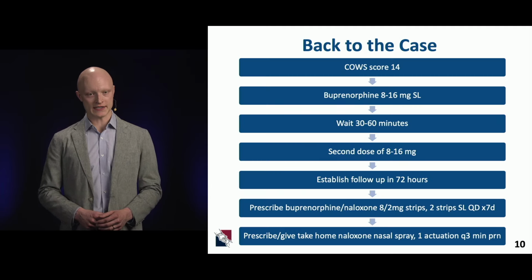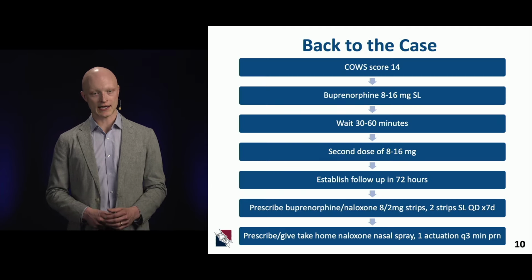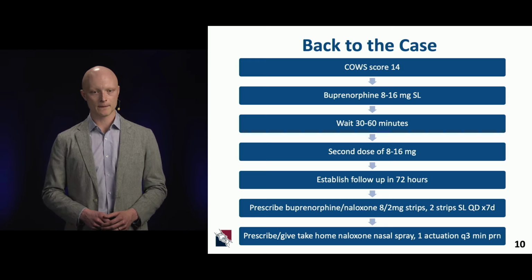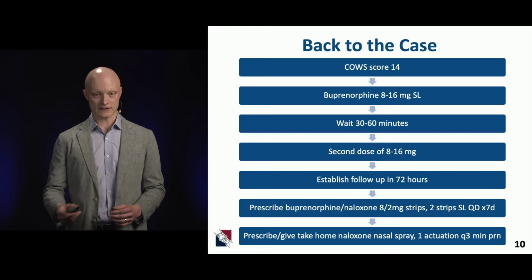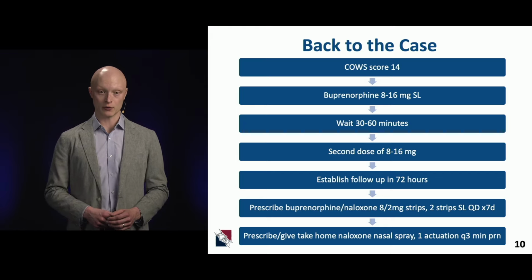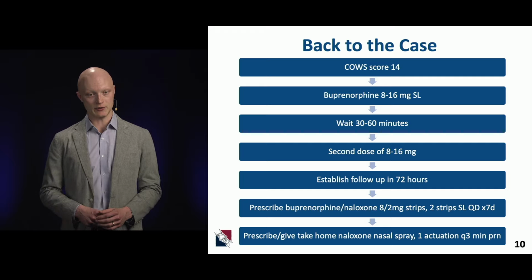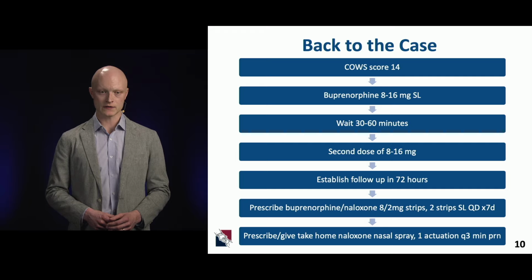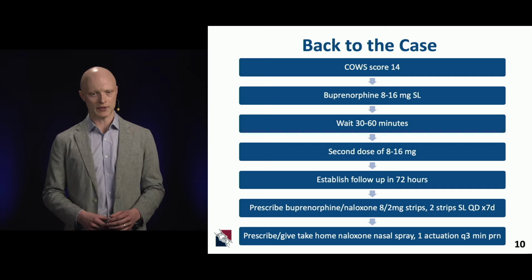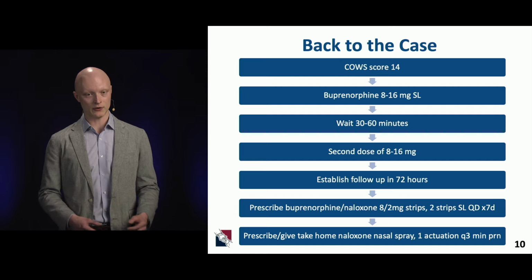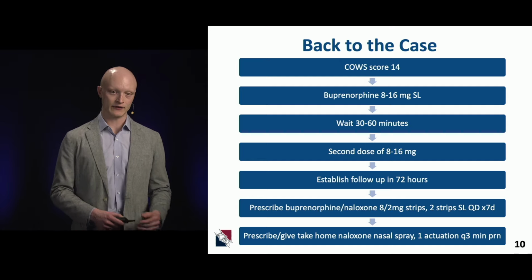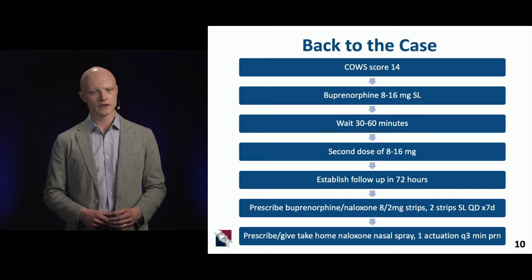Okay, so now let's go back to the case. Our patient had a COWS score of 14, so that's mild to moderate withdrawal. We decide to give this patient a starting dose of 8 to 16 milligrams of buprenorphine as a sublingual tab. Anywhere between 8 and 16 milligrams is a reasonable starting dose. Some algorithms recommend starting with 4 milligrams, but that is a little bit low, and too low of a dose might not alleviate this patient's symptoms.